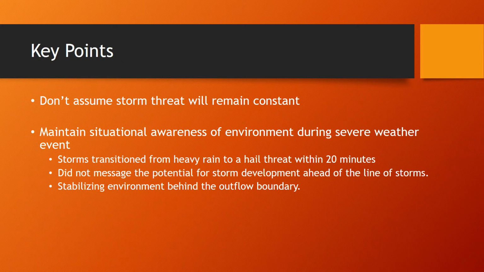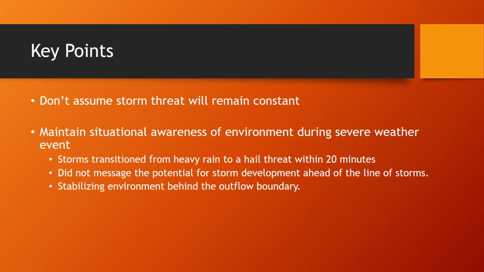So here are some key points for this video. First one being, don't assume the storm threat will remain constant throughout the event. Remember, I mentioned as those storms first move into our area over Red Willow County, they were just a heavy rain threat based on spotter reports. But watching the radar, maintaining awareness of what the storm was doing, we found out that the storm quickly intensified, so they transitioned fairly quickly from a heavy rain to a severe weather, and really specifically a large hail threat.